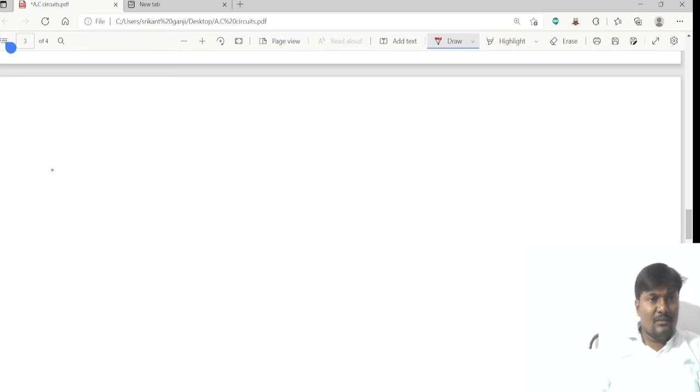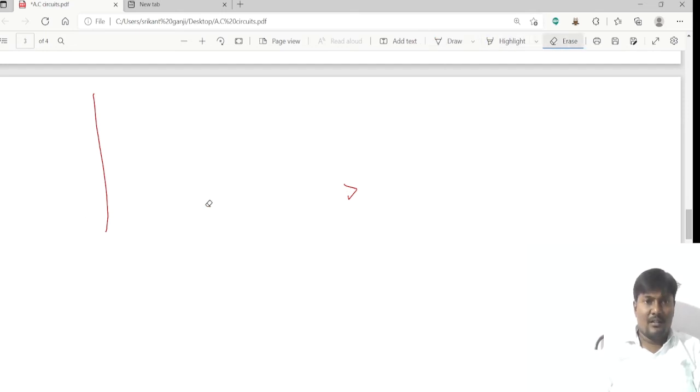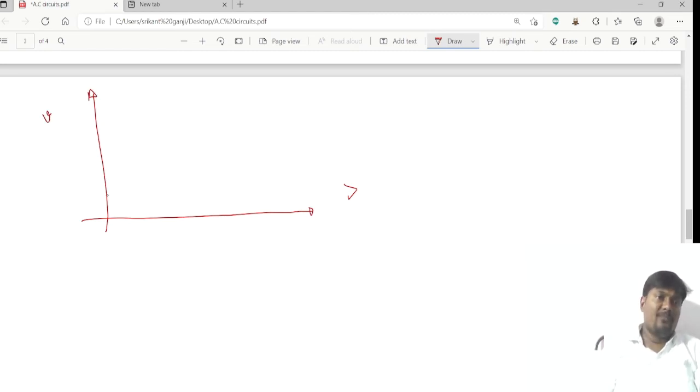So if you draw the waveforms of voltage, current and instantaneous power, so this is the voltage as a sinusoidal waveform.